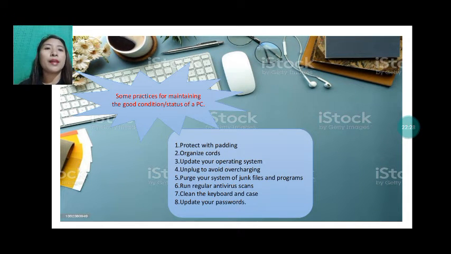And now, these are some practices for maintaining the good condition or status of a PC. Number 1, protect with padding. Number 2, organize cords. Number 3, update your operating system. Number 4, unplug to avoid overcharging. Number 5, purge your system of junk files and programs. Number 6, run regular antivirus scans. Number 7, clean the keyboard and keys. And lastly, number 8, update your passwords.